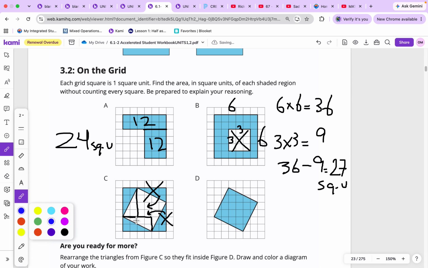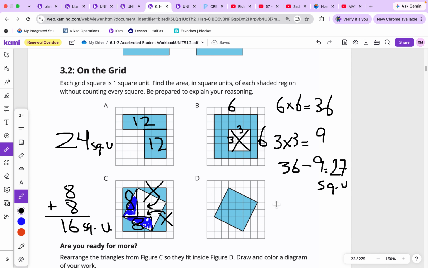So now I've got all blue regions. So I can find the area of the rectangles separately. It looks like the first one is a 2 by 4. 1, 2, 3, 4, 1, 2. So this would be 8. This is also 2, 4, 6, 8. 8 squares in here. So 8 plus 8 is 16. So 16 square units.